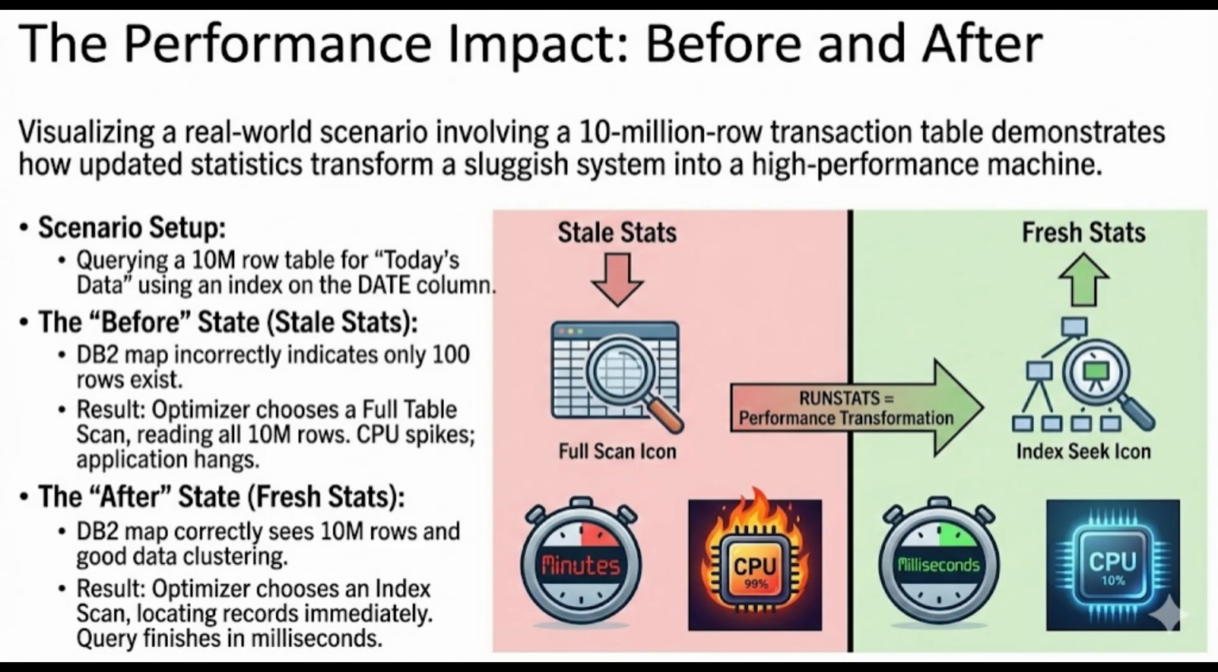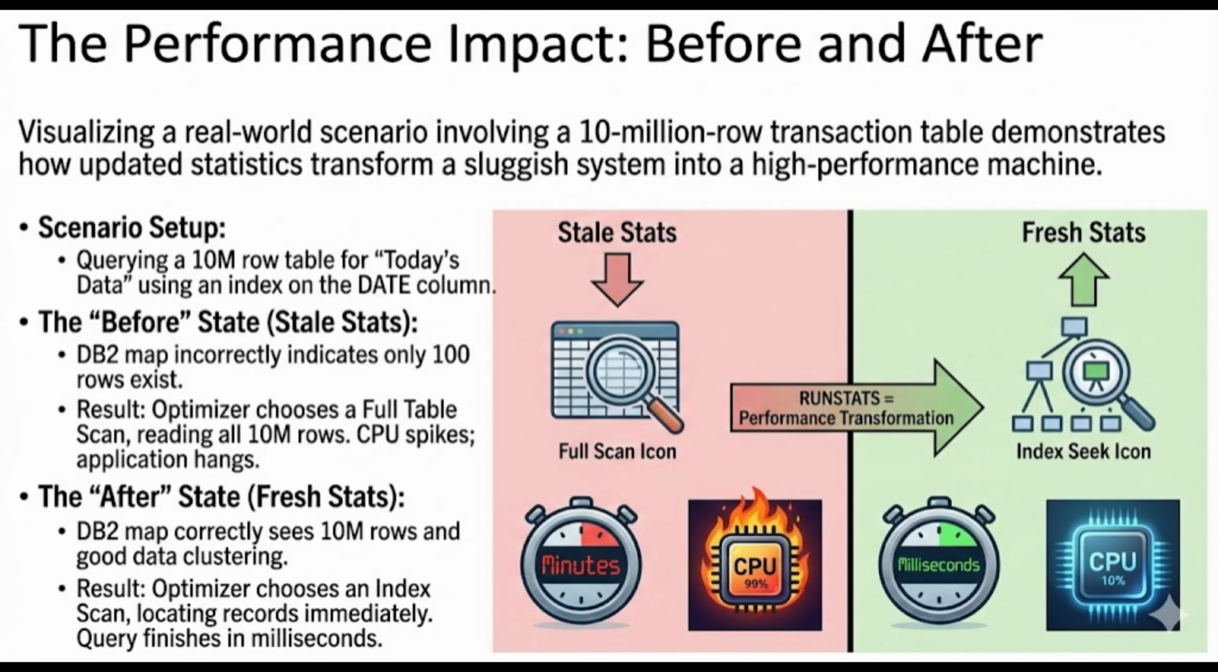Because the stats are old, DB2 checks its map. The map says, hey, this table only has 100 rows. DB2 thinks it's faster to just read the whole table than to bother looking up the index. The result? A full table scan. It reads all 10 million rows just to find today's data. Your CPU spikes and the application hangs.